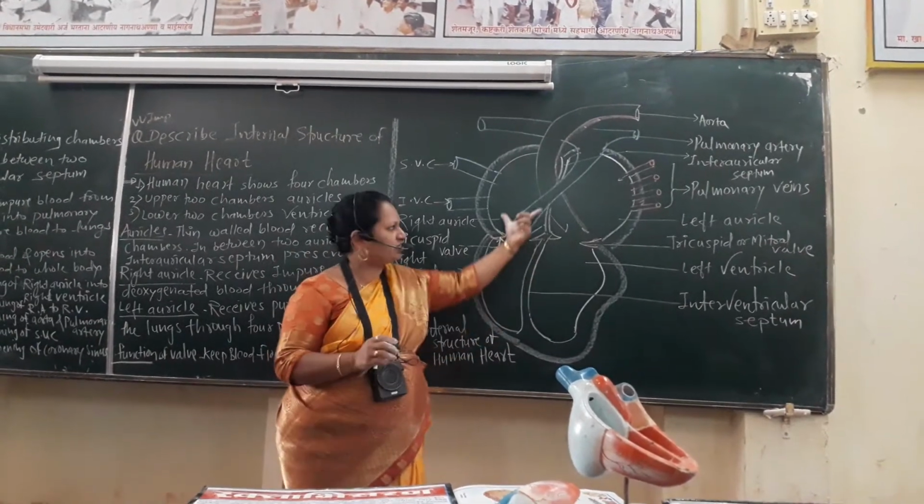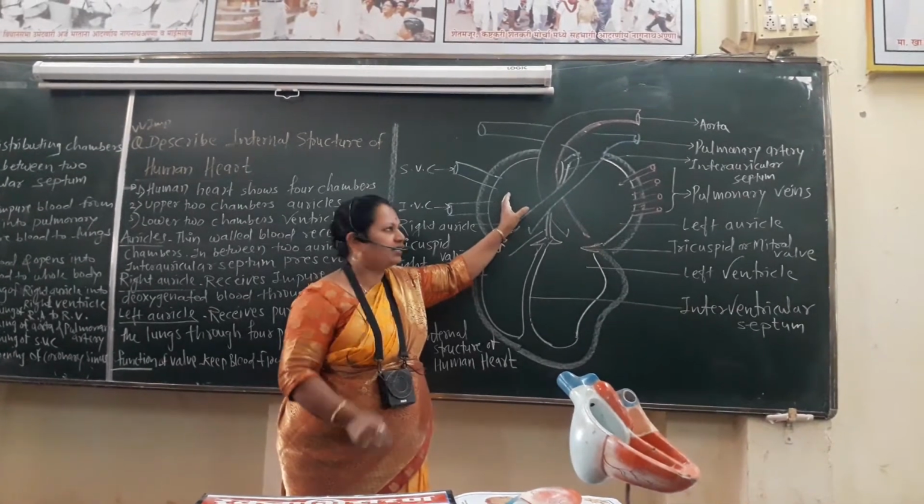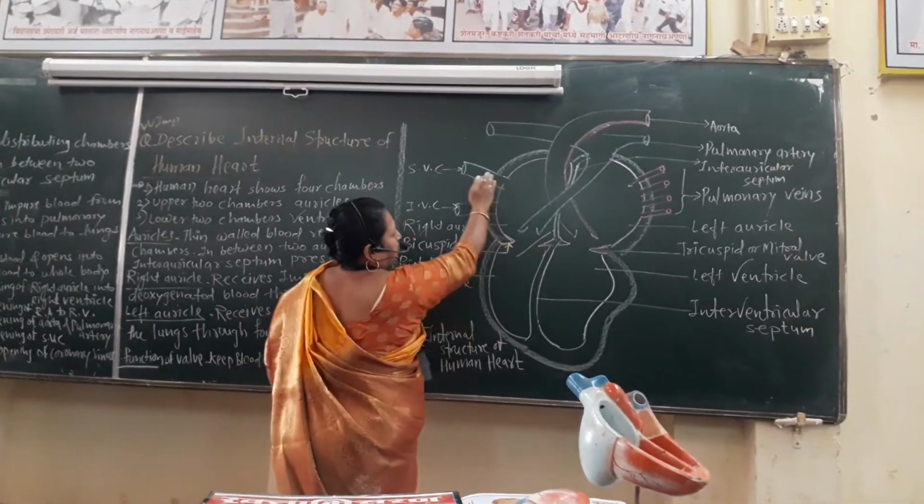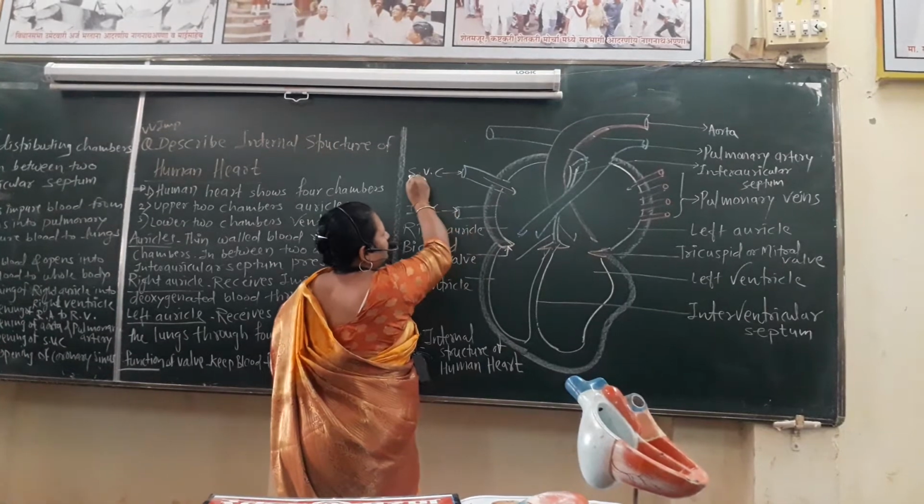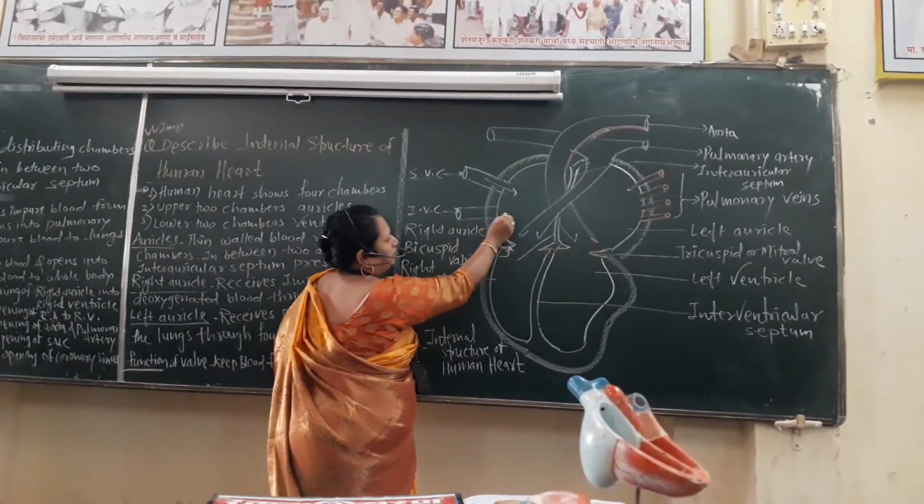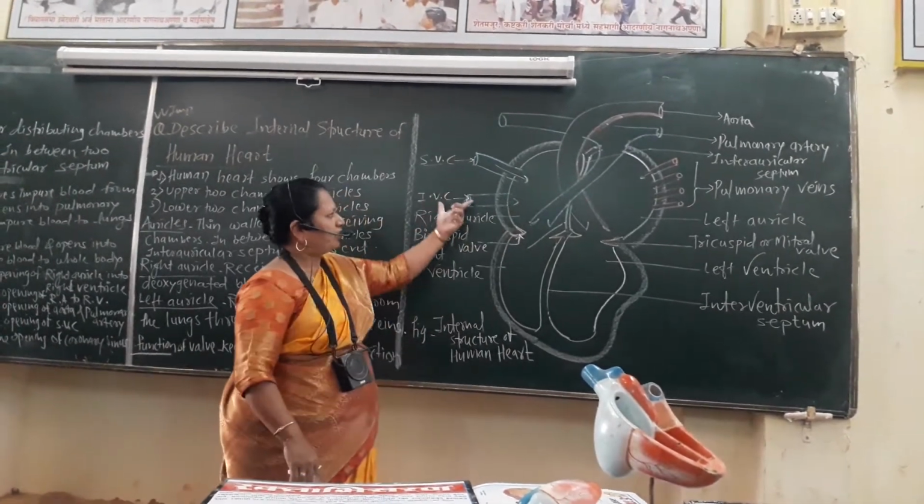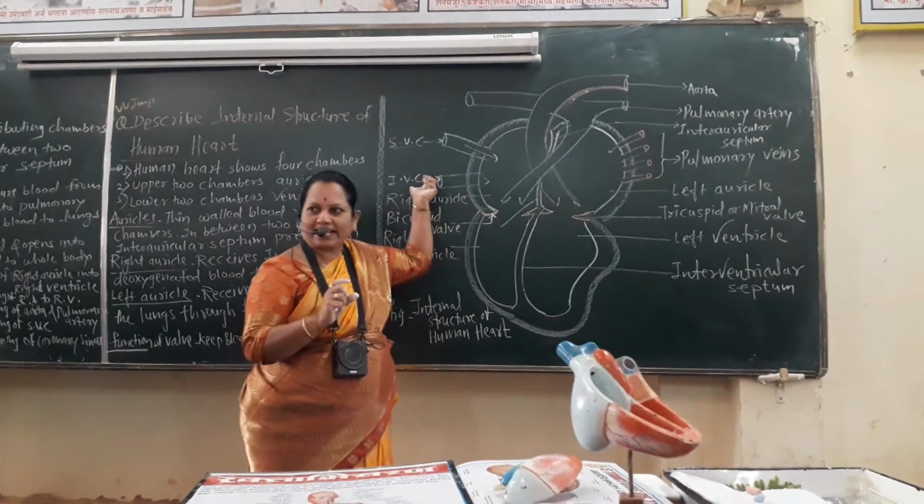What is meant by receiving chamber? Auricles receive blood from the body. The right auricle receives impure blood from the superior part of the body through the superior vena cava, while from the inferior part of the body through the inferior vena cava. Impure blood is collected from the upper and lower parts of the body through the SVC and IVC.